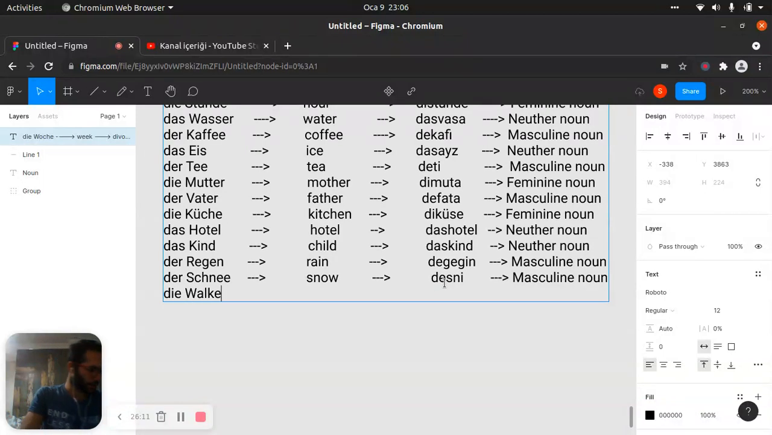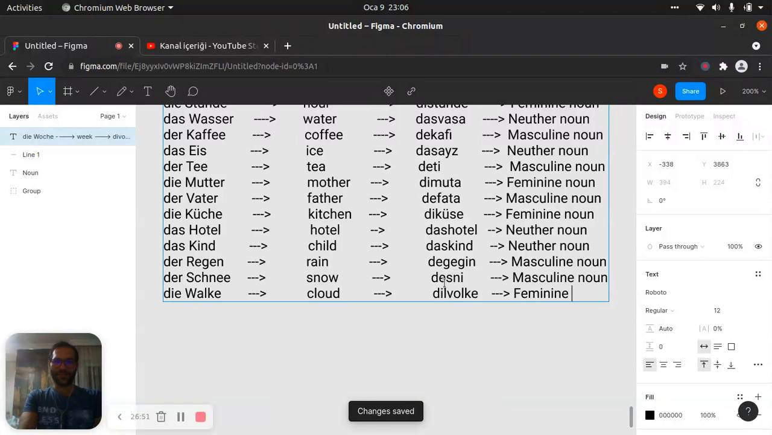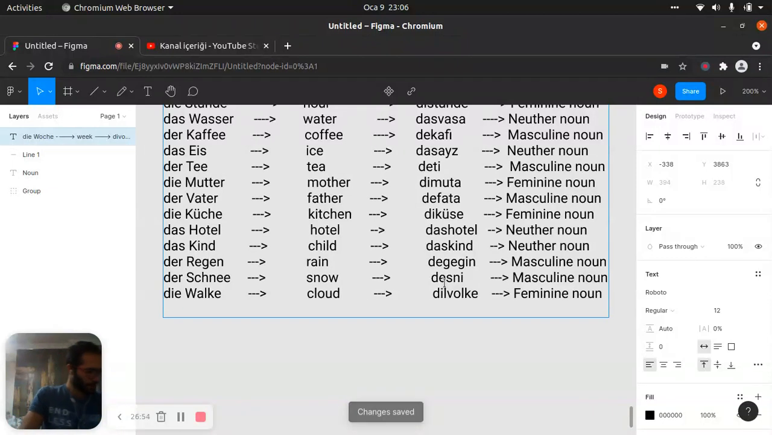Then we have die Wolke, the cloud. Volken, I think the clouds. It's cloud. And let's say this is die Wolke. And just say this one is feminine. I mean, our cloud is feminine, a feminine noun.